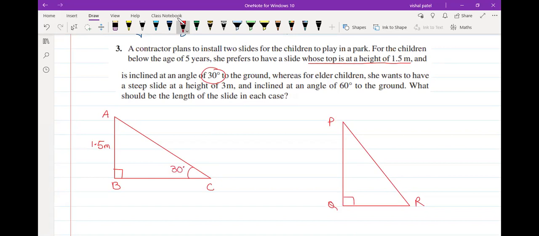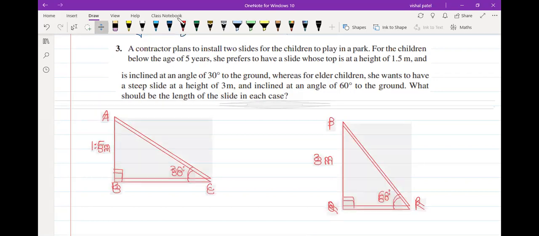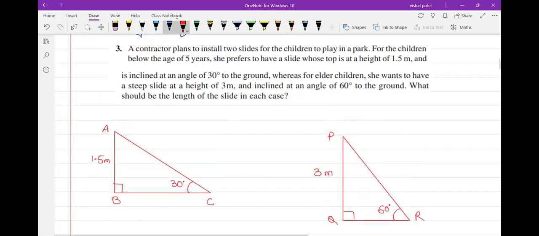The next is for elder children. The height is 3 meters and the angle of inclination is also more. Okay, so this is the question. So what I'm going to do is, students, first let us write down what is what. Now see, when you're coming down a slide, you come along this part. This is the slant part where you slide and come down. So that is the slide.